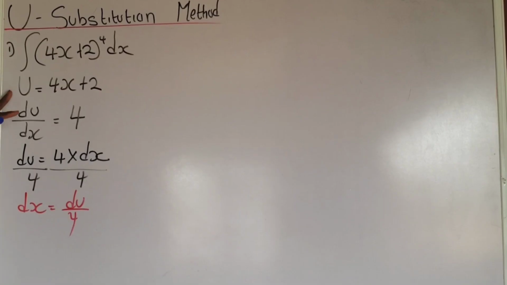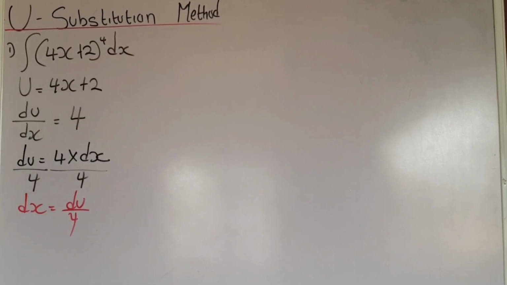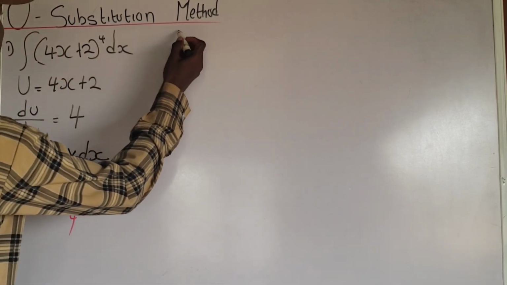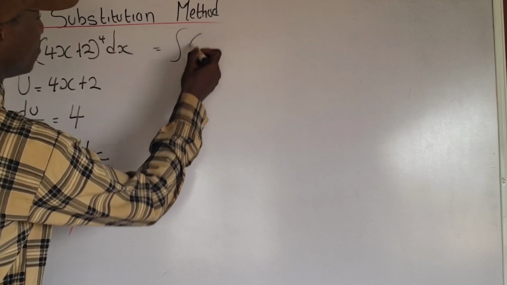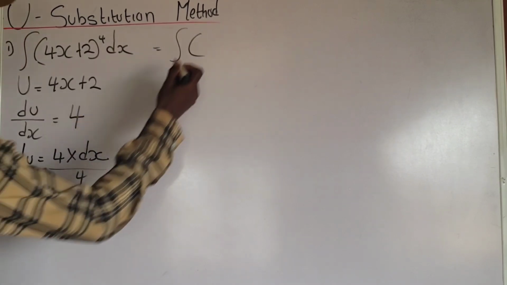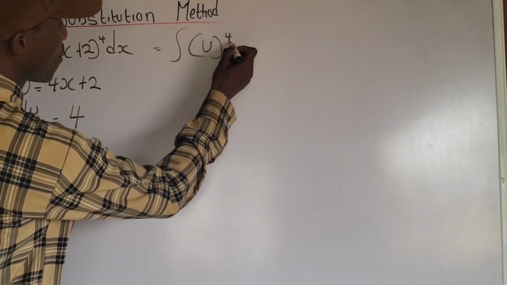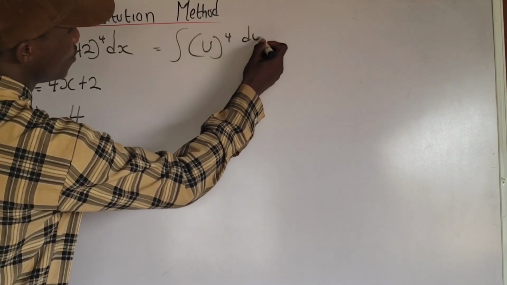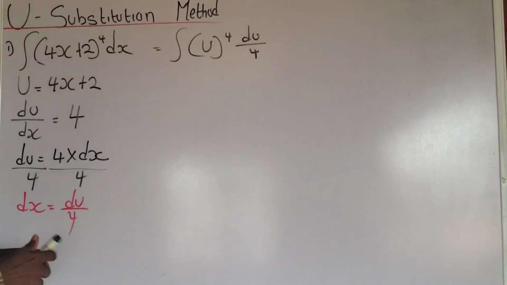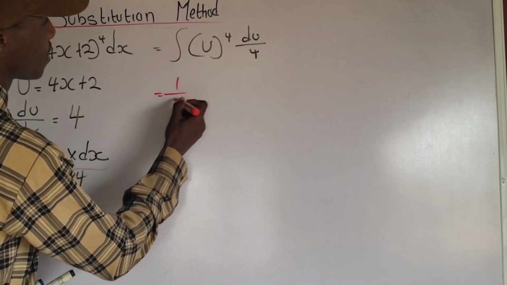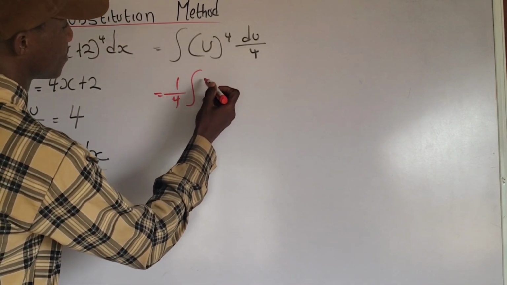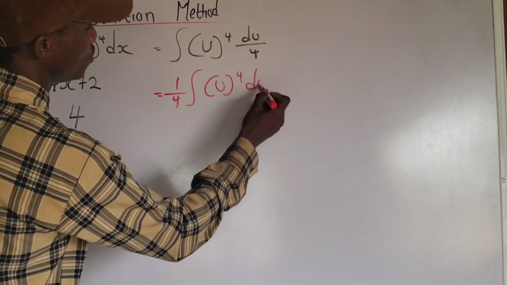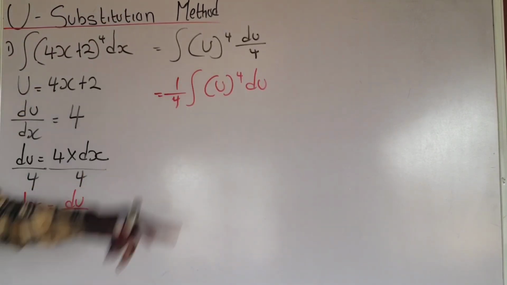Now, since we have let u = 4x + 2, this integration function can be written like this. Because u = 4x + 2, I'm going to have u raised to the power of 4. Now, dx = du/4, so I'm going to have du over 4. Now, I can rewrite this as 1/4, put the integration sign, then u^4 du. You understand?